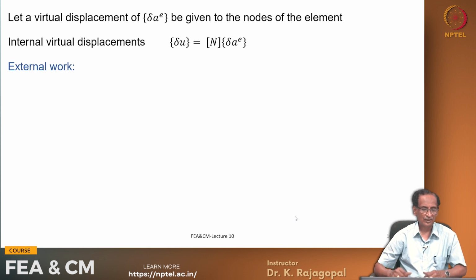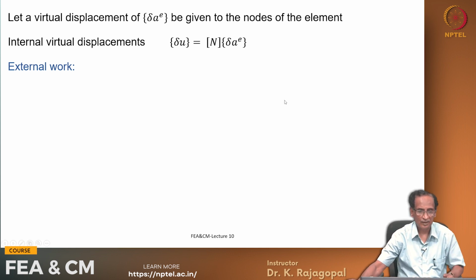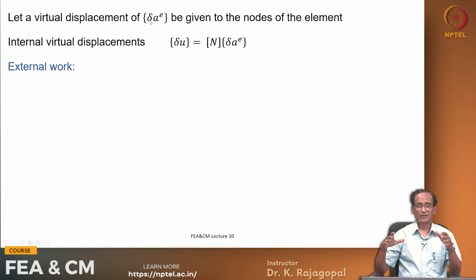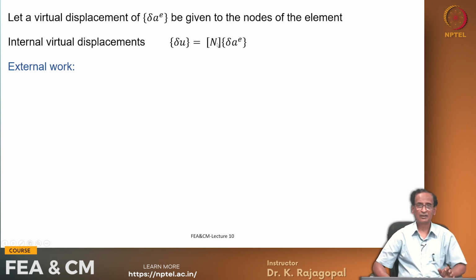Let us say we give some virtual displacement to the system that is already under equilibrium. Under the action of all these, the body is in equilibrium, and we are giving some disturbance delta a^e at the element nodes, applying some virtual displacement field delta a^e, and because of that, the internal displacements delta u can be calculated as N times delta a^e, where N is the shape function matrix: N1 0, N2 0, N3 0; 0 N1 0, N2 0, N3.